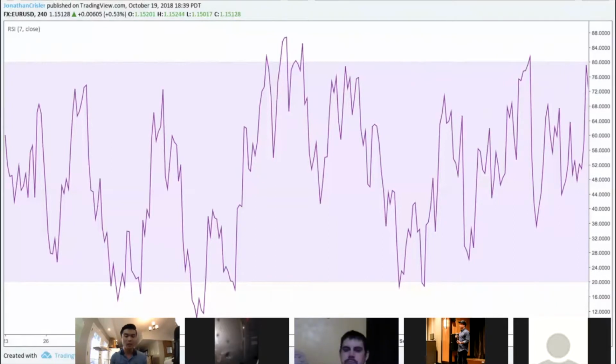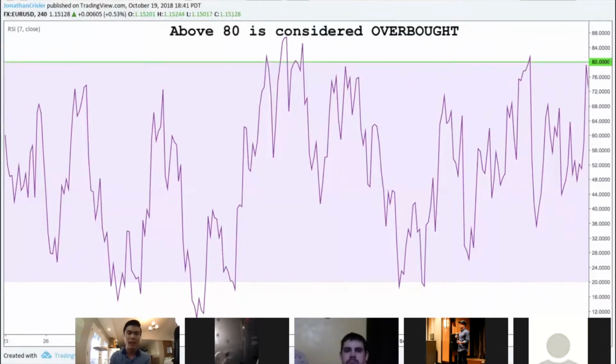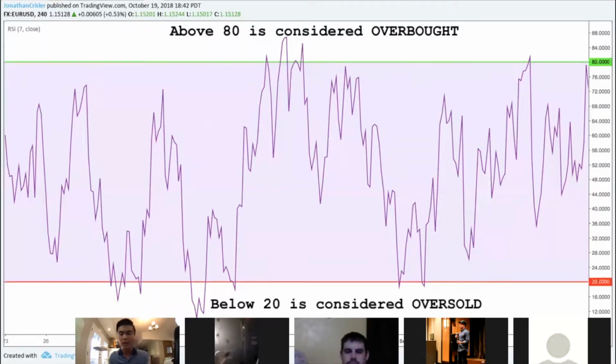So here's what it's going to look like if we zoom way in on it on a chart. Anything above 80, that green line right there, is considered overbought, and we can also see that goes out of the purple background. And then anything below 20, that red line, is considered oversold. So just like the Bollinger Bands, you can start to see the similarity between them. When price is overbought, when it's too high, we're looking for a sell. When price is too low, it's been oversold, we're going to look for a buy.